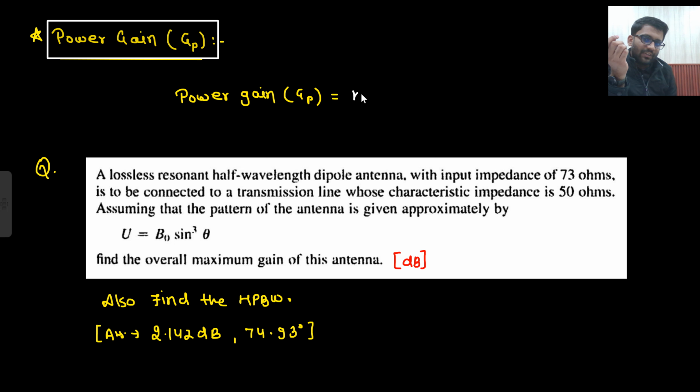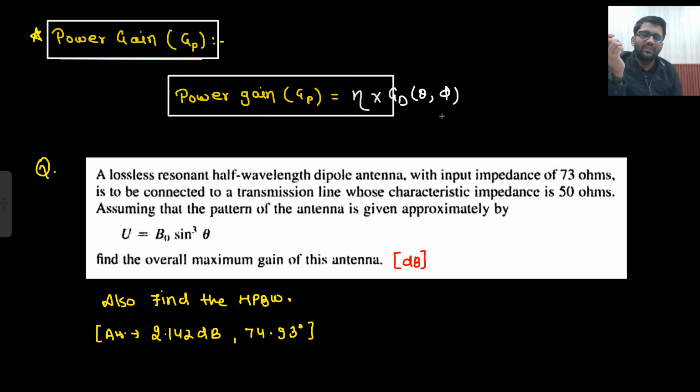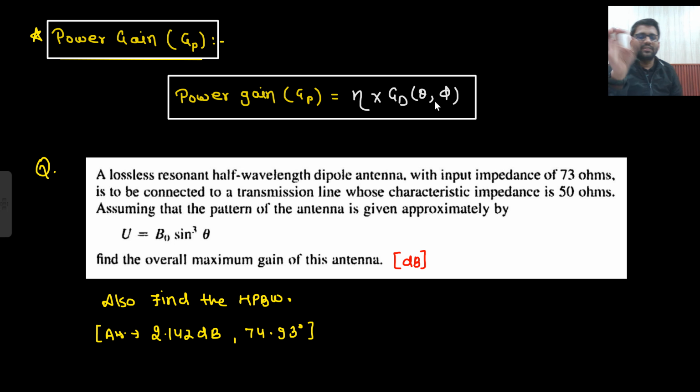What is power gain? Power gain is efficiency into directive gain. That's it. This is what they are asking. This is your power gain, nothing else. Just your directive gain multiplied with the efficiency. That would be your answer. Is that okay to you? Okay. Let's see the next question.